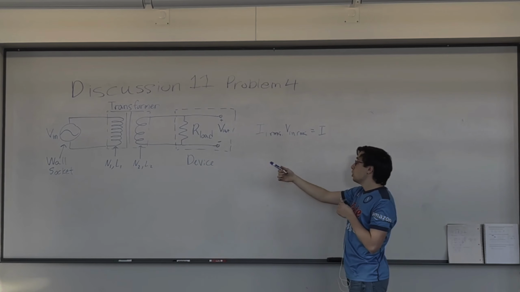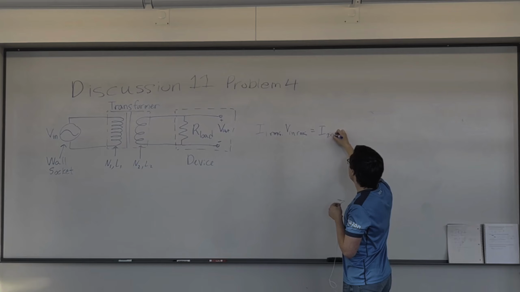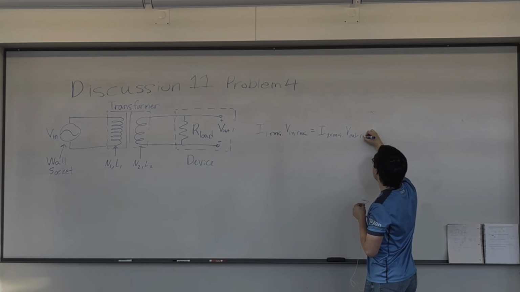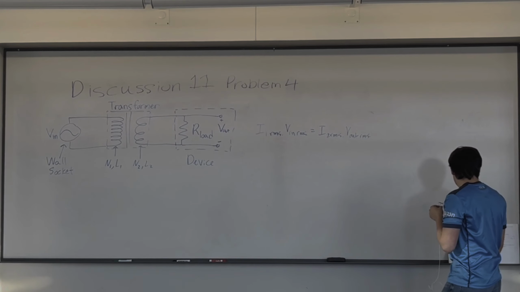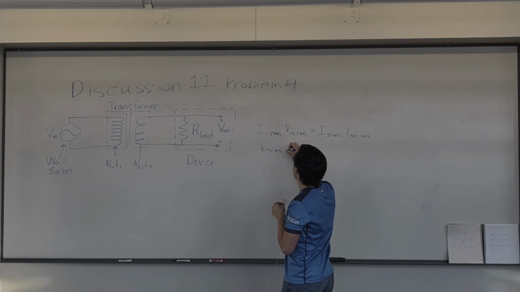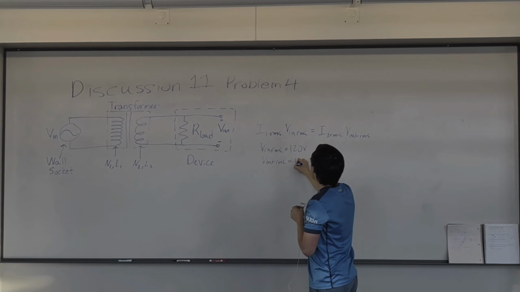If that energy is changing, that means it's going to our second inductor. And so we can set these two quantities equal to each other. And that tells us that, again, V in RMS is 120 volts, V out RMS is 12 volts.